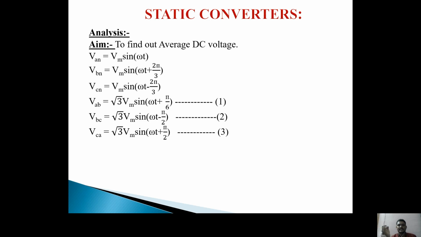After considering the phase to neutral voltages, I am taking the phase to phase voltages, that is VAB, VBC, and VCA. VAB is equal to root 3 Vm sine of omega t plus pi by 6, VBC is equal to root 3 Vm sine of omega t minus pi by 2, and VCA is equal to root 3 Vm sine of omega t plus pi by 2. Consider these three equations as 1, 2, 3, the phase to phase voltages VAB, VBC, and VCA.